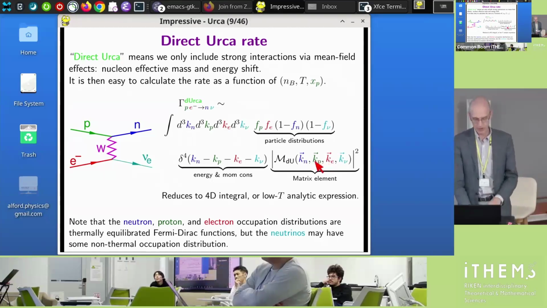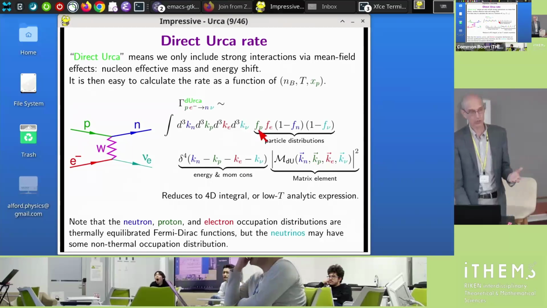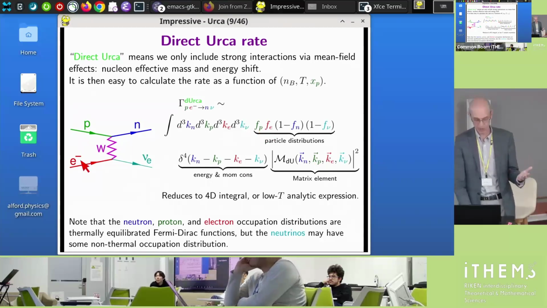So you've got this thing, which is a function of the momenta of the particles involved. You've got an energy-momentum conserving delta function that says the energy and momentum coming in has to equal the energy and momentum going out. And then you've got an integral saying we're going to add up all possible energies of protons and electrons coming in, with Fermi-Dirac functions that tell us what's the probability that there is a proton with that momentum, what's the probability there is an electron with that momentum available to participate in this process.